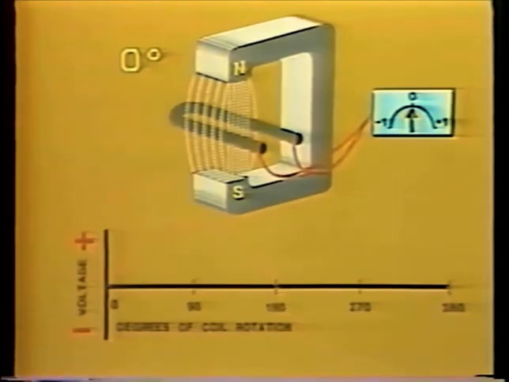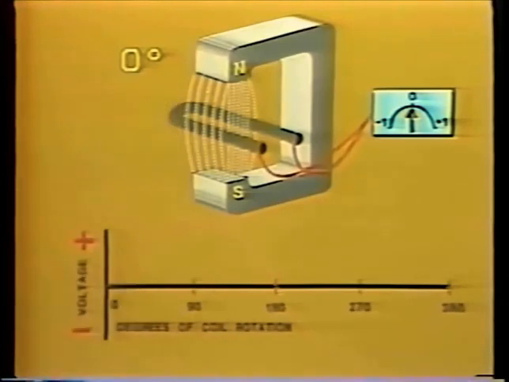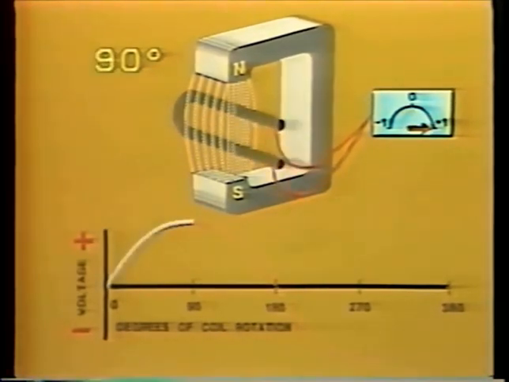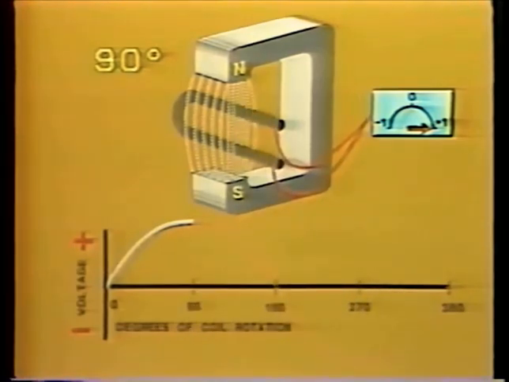Having stopped the action at 0 degrees, as shown here, let us analyze just how this voltage is generated. At 0 degrees, the coil is moving parallel to the lines of force, so it is not cutting any lines of force. Therefore, the voltage generated is 0. After a 90-degree rotation, when the coil is here, it is moving directly across the lines of force and is cutting them at the maximum rate. Therefore, voltage is at a maximum.